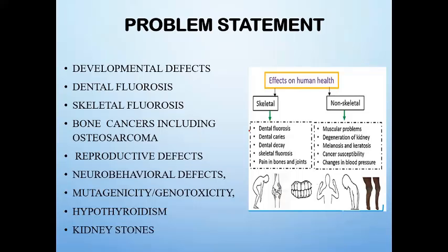The problem: fluoride is very essential for human health because it's a required mineral, but it can be toxic if it's in high quantity, more than 1.5 mg per liter. It could cause different defects, like developmental defects, dental fluorosis, skeletal fluorosis, bone cancer, reproductive defects, neurobehavioral defects, mutagenicity, hypothyroidism, and kidney stones. These are the extreme effects if fluoride concentration is higher than 1.5, or much higher than that.